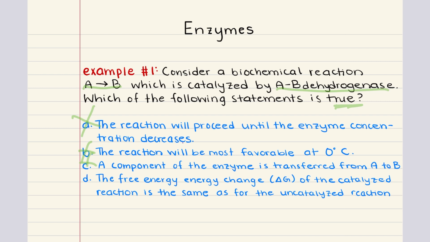D says the free energy change of the catalyzed reaction is the same as the uncatalyzed reaction. This is correct. Enzymes do not affect the thermodynamics of a reaction. They lower the activation energy, which changes the rate at which the reaction happens, but they do not change the overall free energy. The delta G remains the same whether or not an enzyme is present. All the enzyme does is help the reaction get to the product state faster. So for problem number 1, the correct answer is D.